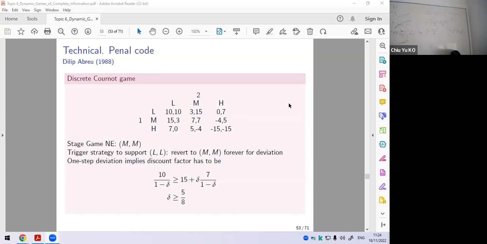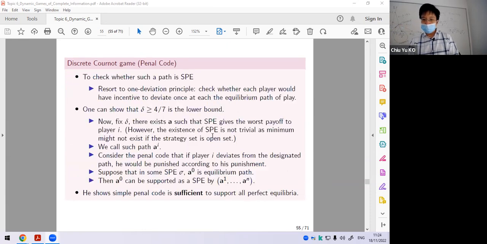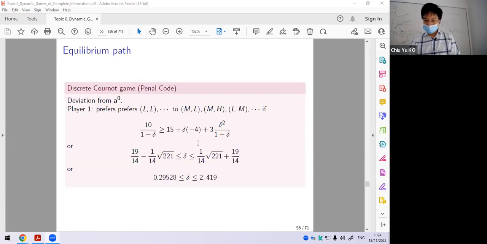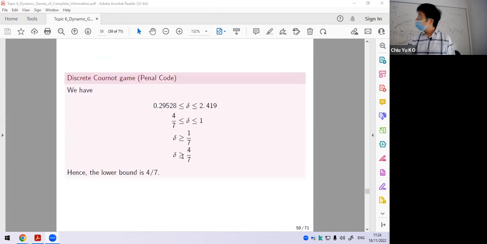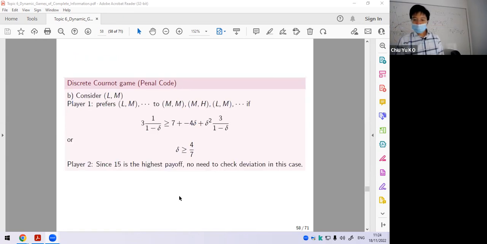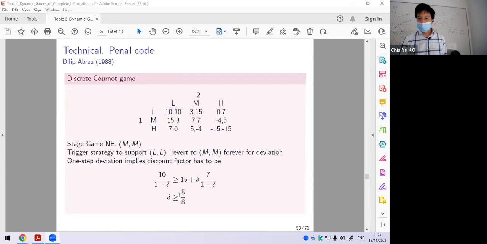Okay? I'm not going to show you in detail how to check every single thing. I mean, you can check by yourself. And it turns out the discount factor needed is much less than that. It's 4/7. Okay? Before, the one was 5/8. Okay? So you lower your punishment.